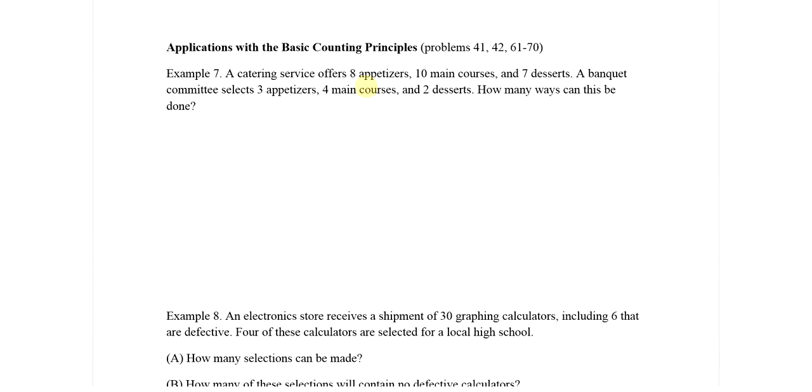Here, applications with basic counting principles. Our catering service offers 8 appetizers, 10 main courses, and 7 desserts. A banquet committee accepts 3 of the 8 appetizers, 4 of the 10 main courses, and 2 of the desserts. Here, it doesn't matter what order the food comes in, so order doesn't matter.